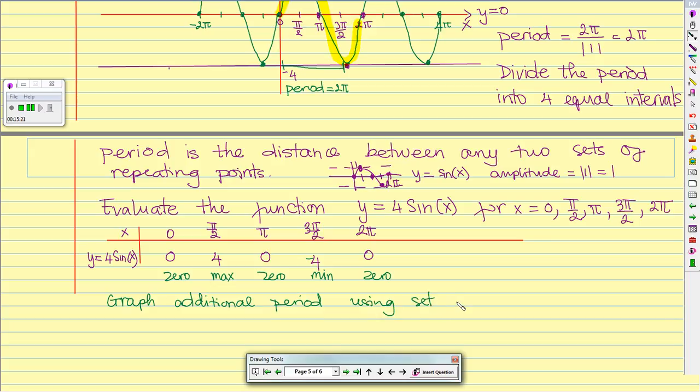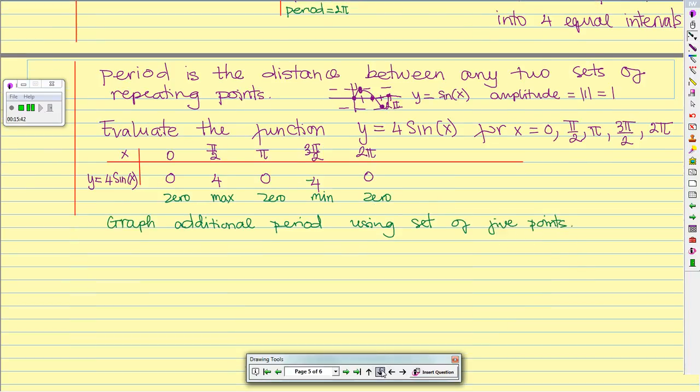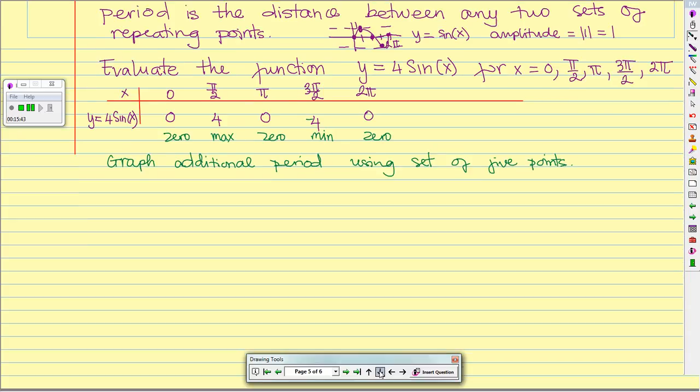So again, we're using the set of 5 points. So we have y equals 0, y equals max, y equals 0, y equals mean, and y equals 0.